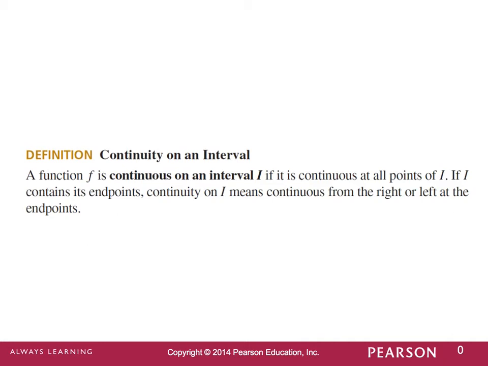And if the interval contains its endpoints, continuity on the interval means continuous from the right or left at the endpoints. So if we say that a function is continuous on the interval from a to b and we're including the endpoints, then it is continuous from the right at a and from the left at b.